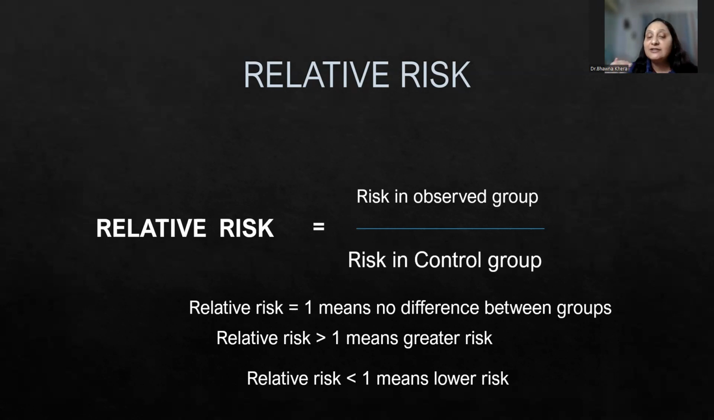If relative risk is less than 1, this means the control group has a higher risk. The denominator is bigger as compared to the numerator. So the risk in the control group is higher. Therefore, the observed group has less risk. So whatever factor we are looking at is actually protecting. It is decreasing the risk. So it is a protective factor.